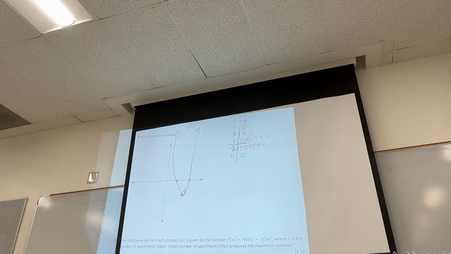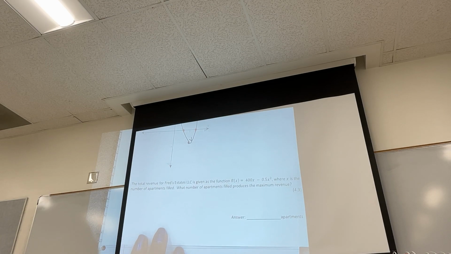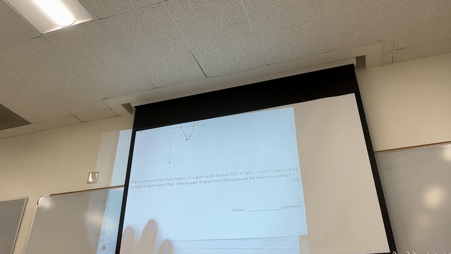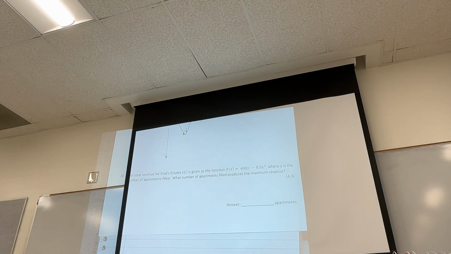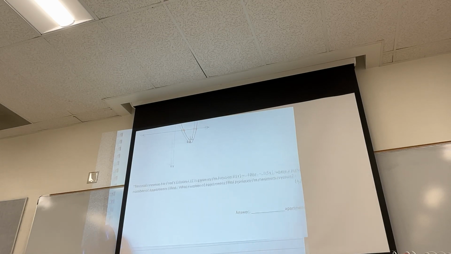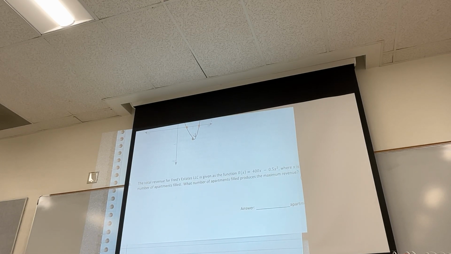Okay, 28. We need to be able to do application problems because y'all are superstars at that, right? Okay, 28. What are we talking about here? The total revenue for Fred's Estates LLC is given as a function. R of x equals 400x minus 0.5x squared, where x is the number of apartments filled. What number of apartments filled produces the maximum revenue?